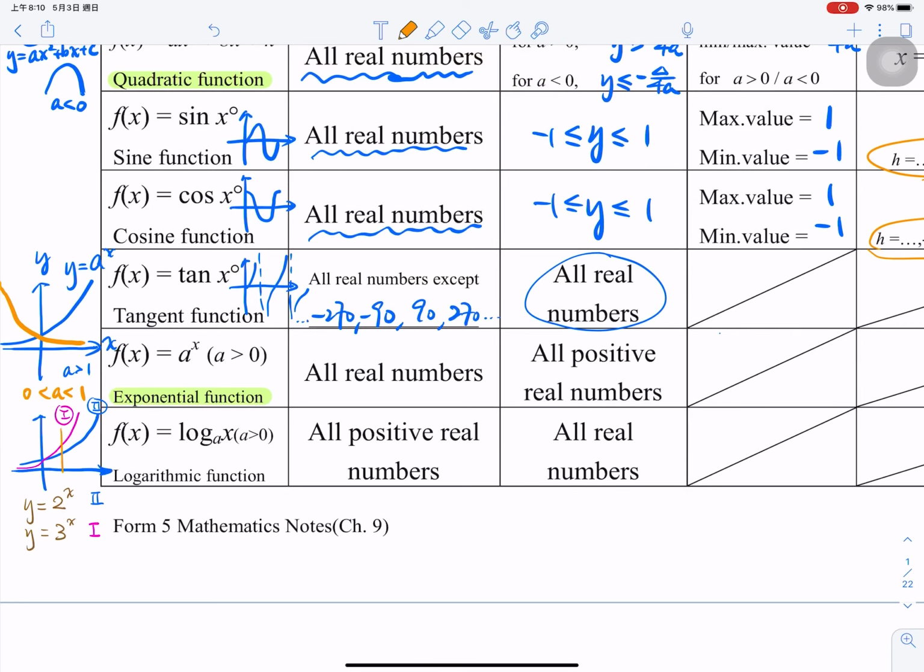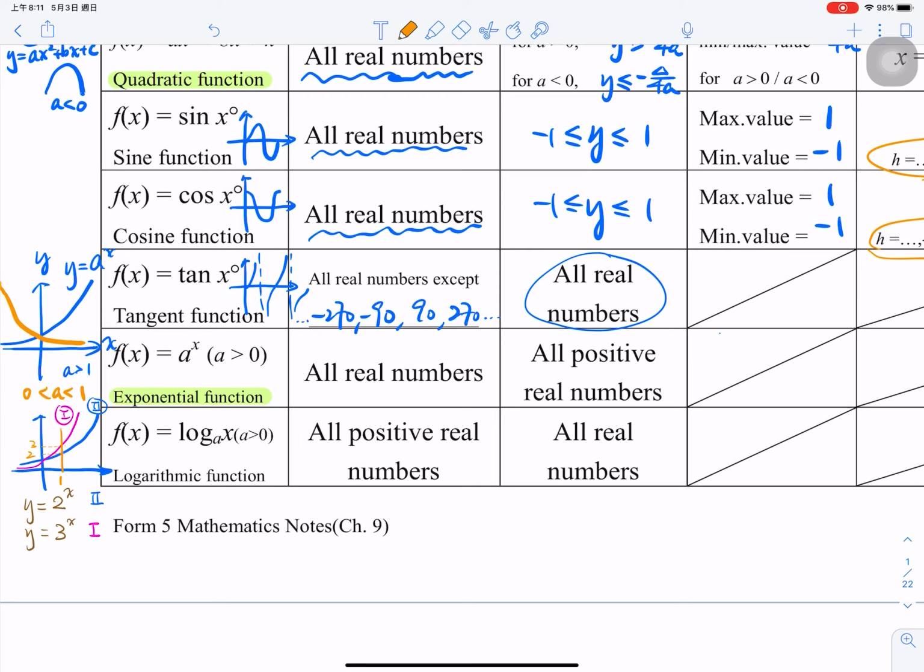It is easy to find. For example, when x equals 1, this one is 2 and this one is 3. Y equals 3 to the power x goes up faster, has the greater slope, increasing, right? So you can revise this chapter 7 in book 4B.